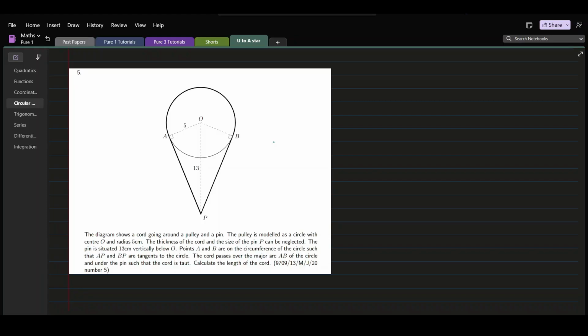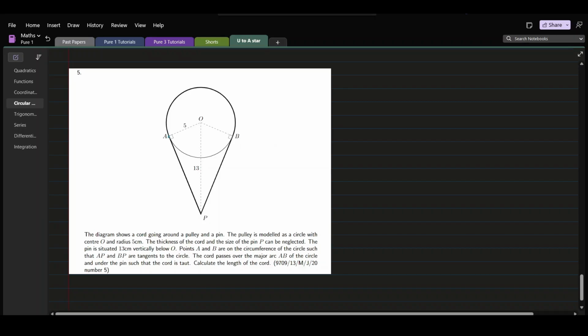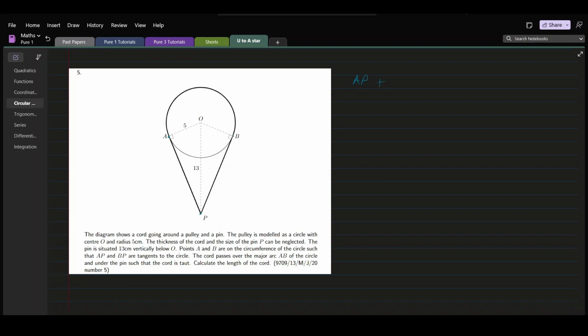Okay, so let's create an expression for the length of our chord. So we know that our chord runs from A to P. So we've got AP, then it runs from P to B, so that's BP, and then we have this major arc AB going right round. Okay, so we need to get the lengths of AP and BP first. So AP and BP are equal in length since they're both tangents stemming from the same point P.